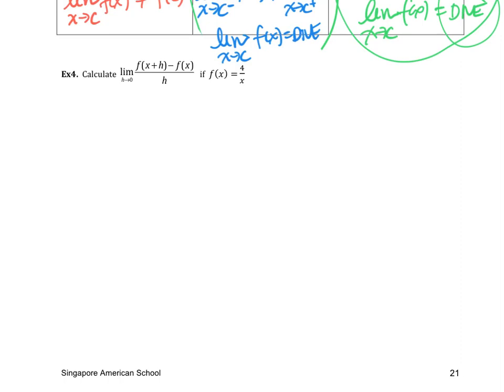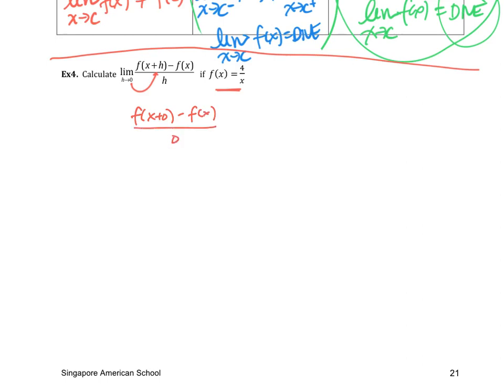All right, exercise 4. It says calculate the limit as h approaches 0 of f of x plus h minus f of x all over h if f of x is 4 over x. So if we just plug in 0, that's what we learned. Let's just plug in a 0. Well, it's not going to work, because you're going to get f of x plus 0 minus f of x all over 0. Well, this is going to be f of x minus f of x over 0, which is 0 over 0, which does not exist.